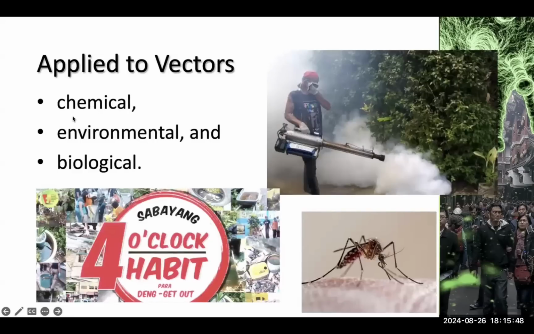Mechanisms applied to vectors, we have chemical, like the insecticide spraying, okay? Environmental, like the fishes that can be used to destroy mosquitoes, okay? And biological, an example of these are genetically modified mosquitoes. Genetically modified mosquitoes are mosquitoes that cannot fly, okay?